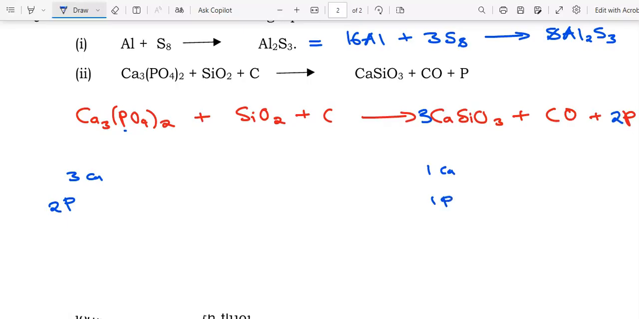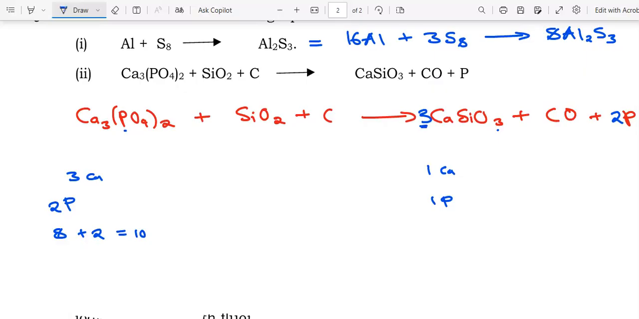With phosphorus balanced, we come to oxygen now. Oxygen inside here we have 4 multiplied by 2 outside we have 8. Plus, because in silicon oxide we also have 2 atoms of oxygen, we're going to add here. We're going to have 10. Alright. Let's count now to this side. What do we have? Oxygen we have 3 here, but we're going to multiply by this 3 which is in front here.